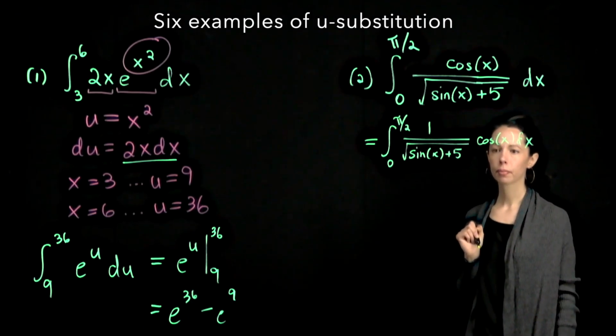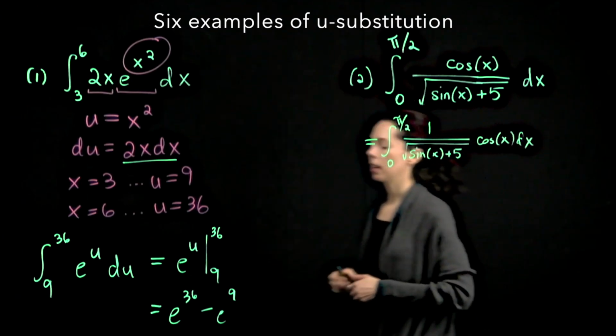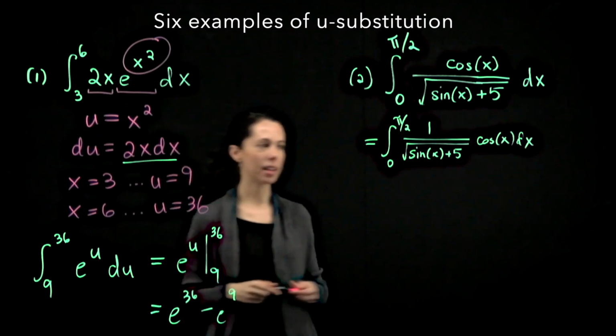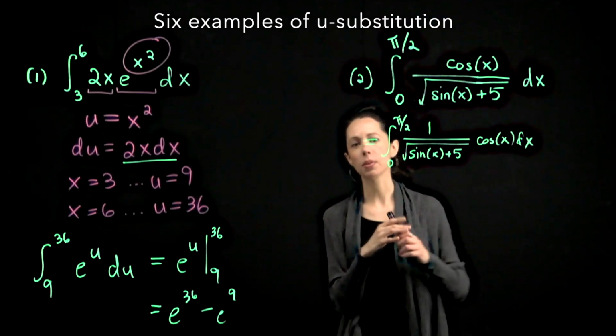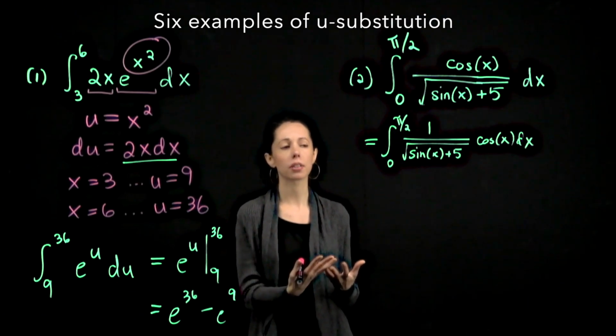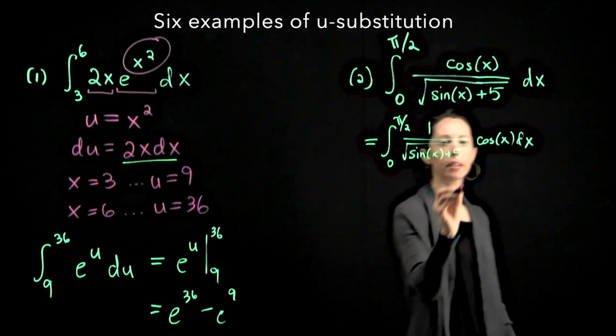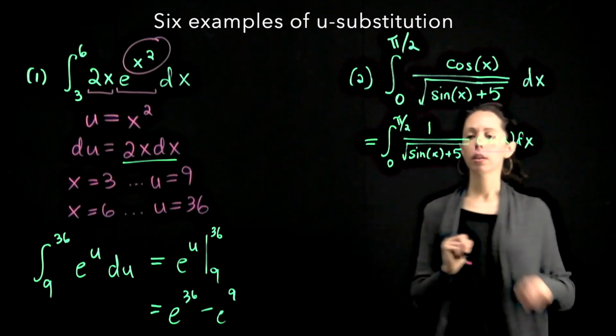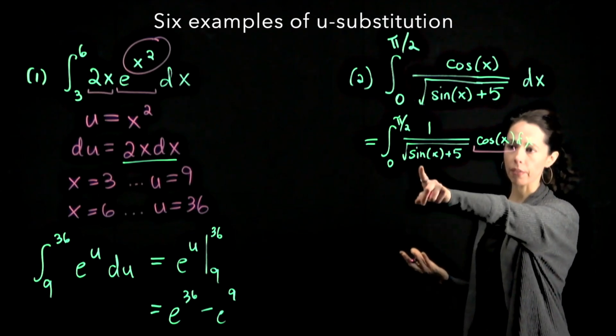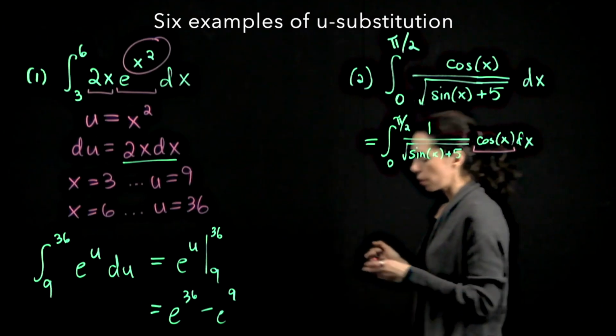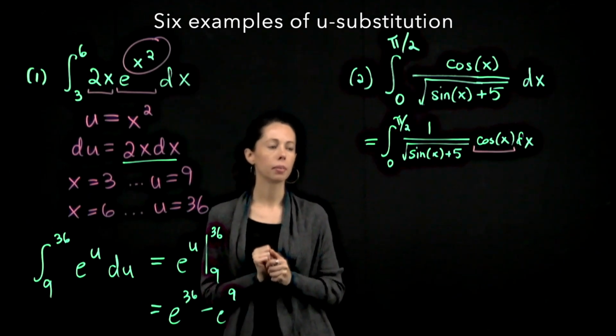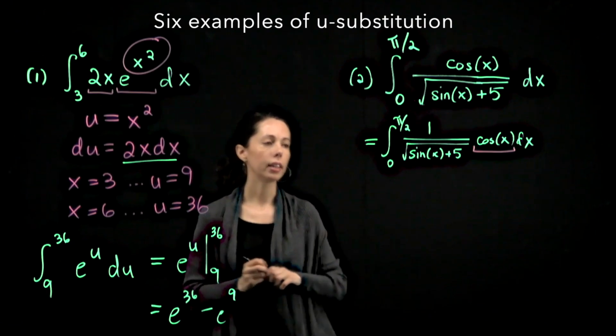Okay. Looking at this, again, you want to recognize that one of the terms looks like the derivative of something that belongs to the other term. So in particular, cosine of x looks like the derivative of sine of x. In fact, it is the derivative of sine of x. So you might start to set this up by saying let u equal sine of x.